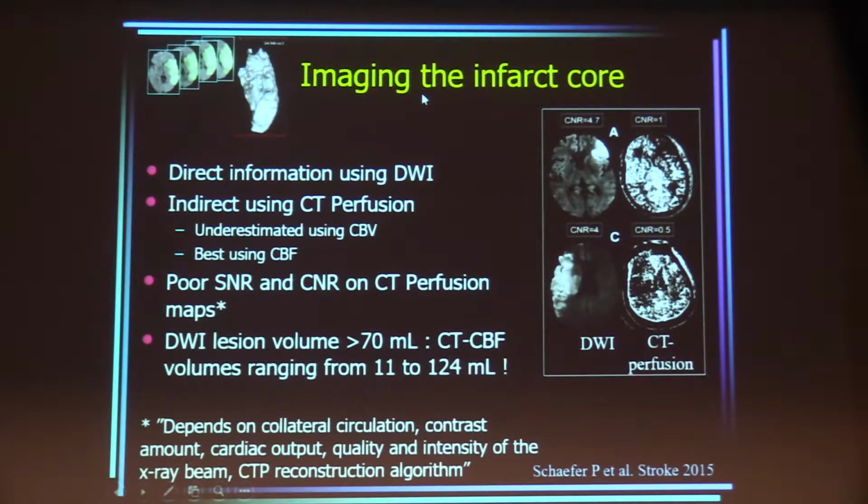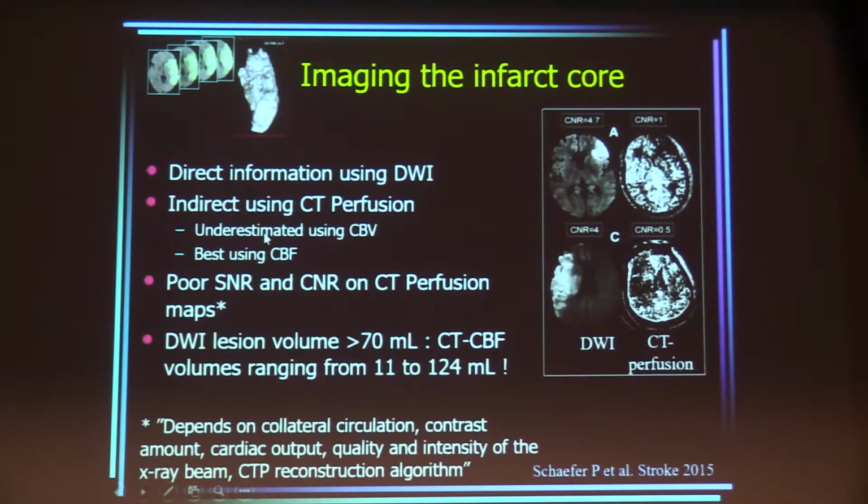If we want to compare the imaging of the infarct core using MR and using CT, what are the main ideas? First, the infarct core you see directly on diffusion, which is not the case on CT. So people who want to use CT for that purpose, they claim that you can use CT perfusion and they use the CBV map and try to contour the limit of the infarct core.